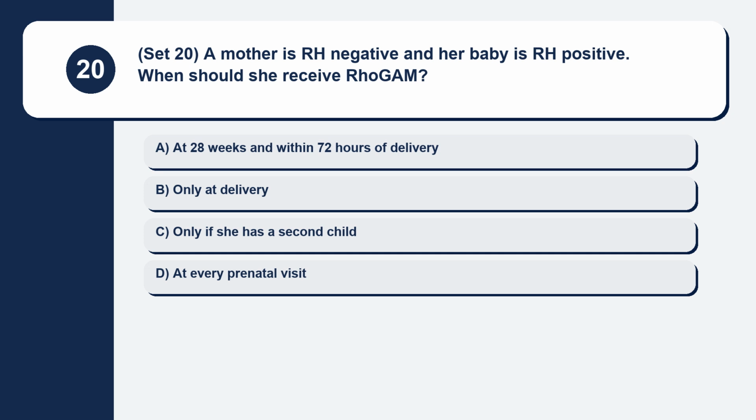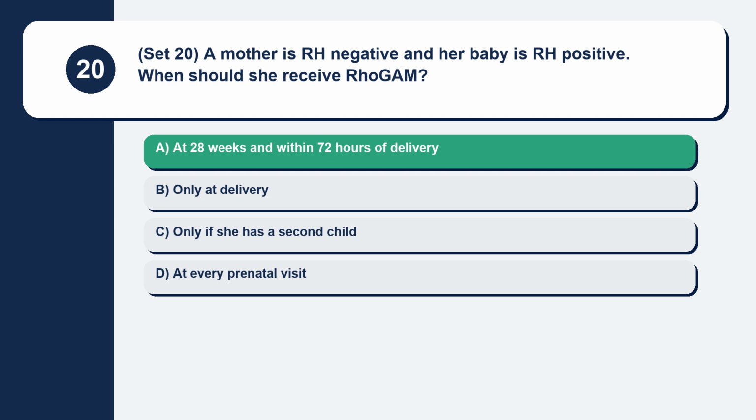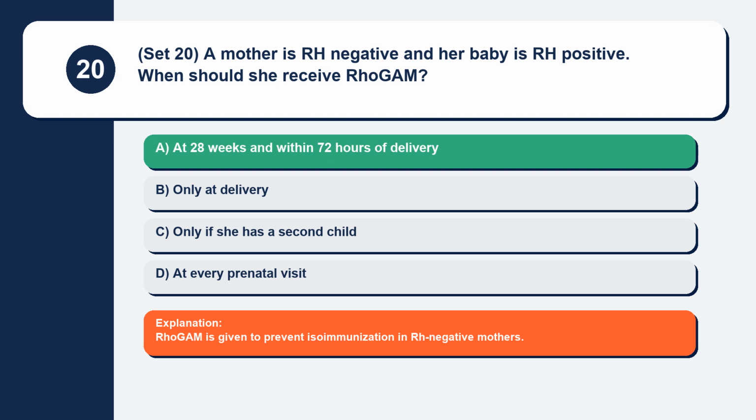Question 20. Set 20. A mother is Rh negative and her baby is Rh positive. When should she receive RhoGAM? At 28 weeks and within 72 hours of delivery, only at delivery, only if she has a second child, at every prenatal visit. RhoGAM is given to prevent isoimmunization in Rh negative mothers.